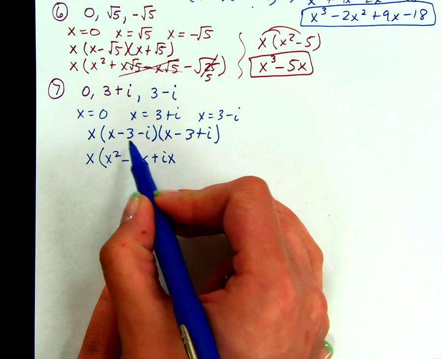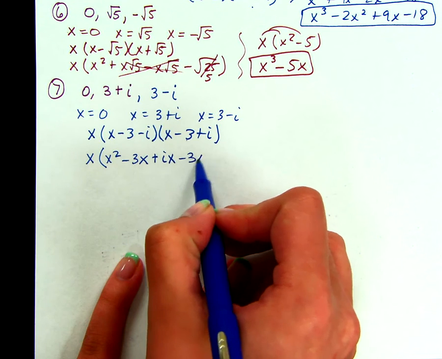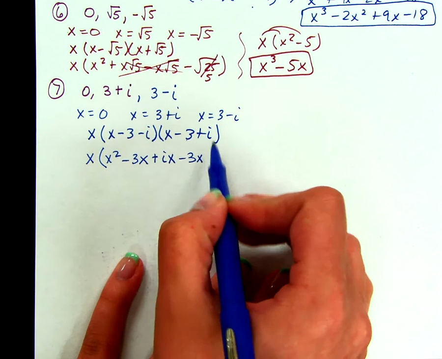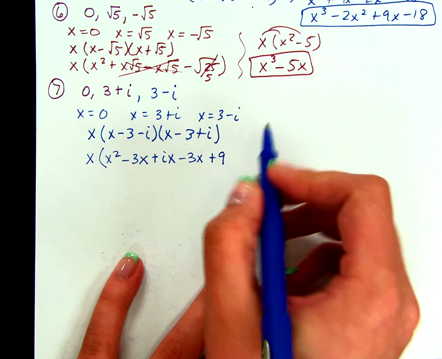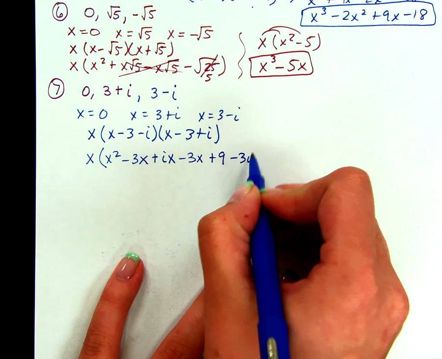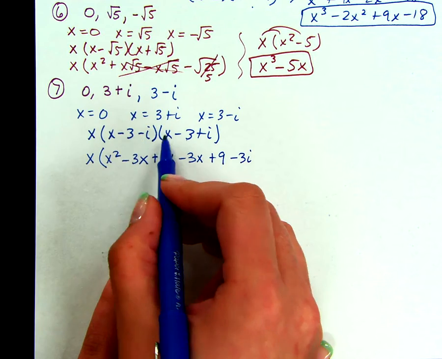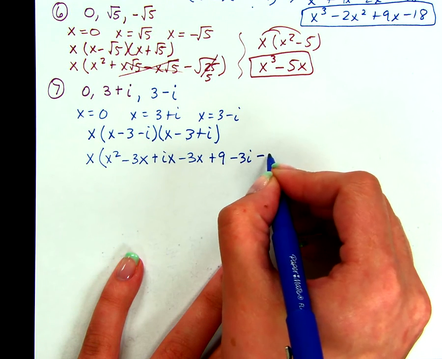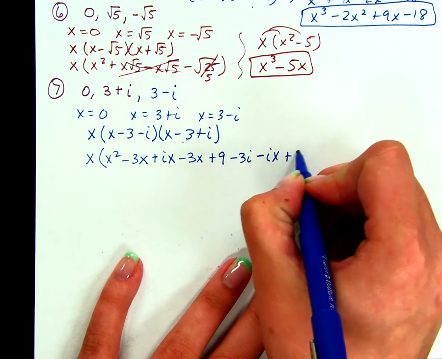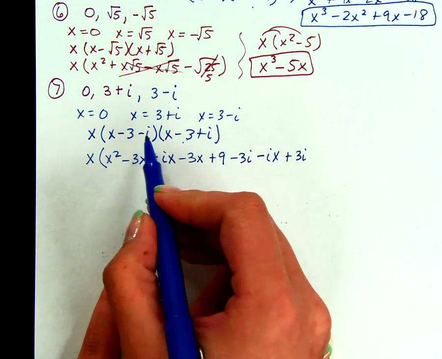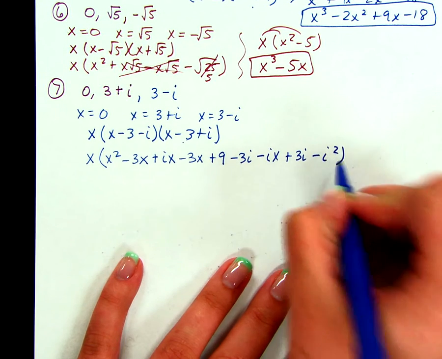And then we go to our next term and do the same thing. So negative 3 times x is negative 3x. Negative 3 times negative 3 is 9. Negative 3 times i is a negative 3i. And then we go to our last term and do the same thing. So negative i times x is negative ix. Negative i times negative 3 is positive 3i. And negative i times i is a negative i squared.